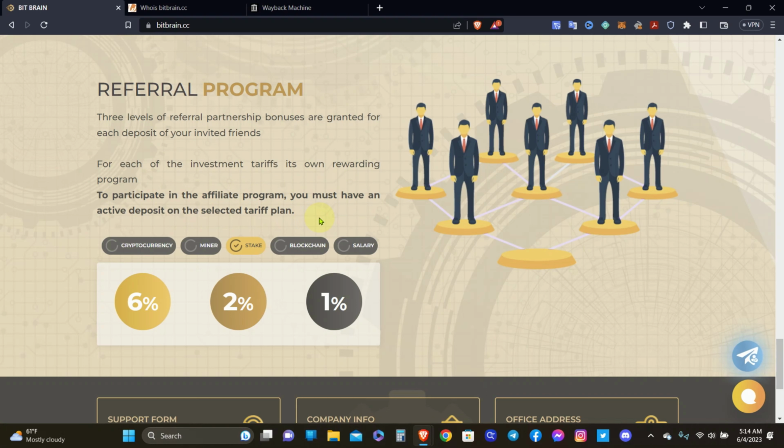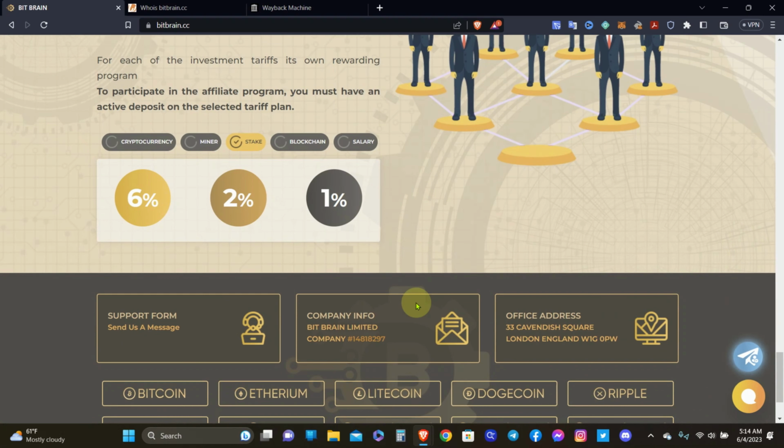So in order for you to get paid on all the different ways they offer, you have to have a stake open in all of them. That's going to be enticing for people to do, so they make sure they're capitalizing on all of the referrals they're bringing in. You've got a support form down here, the company bio, and everything like that.